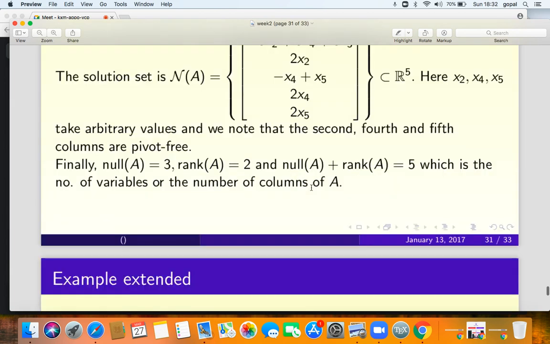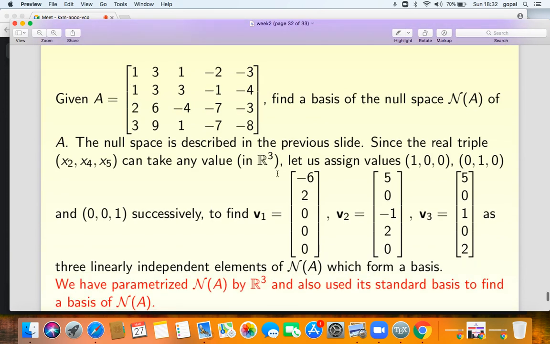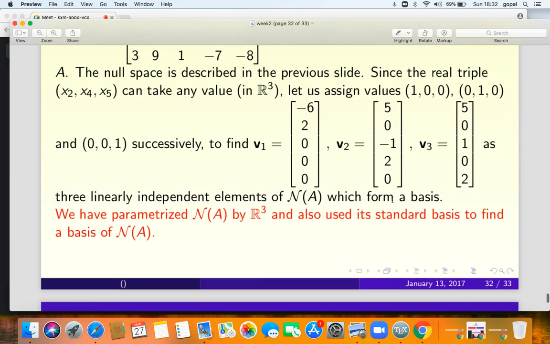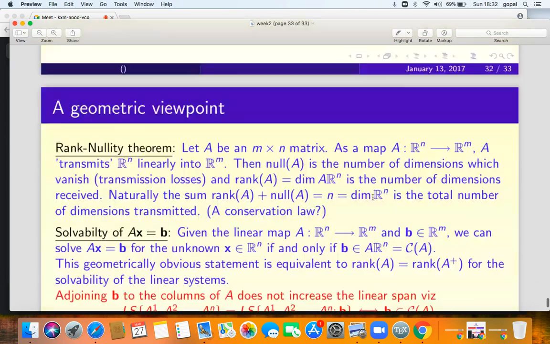These three vectors will form a basis for the null space. That's exactly what is being done. x2, x4 and x5 can take any values, and so let us assign them the values (1, 0, 0), (0, 1, 0), (0, 0, 1), and the corresponding solutions are written down: v1, v2, v3. They give you the basis for the null space. So what I said earlier has now been illustrated with a nice numerical example.